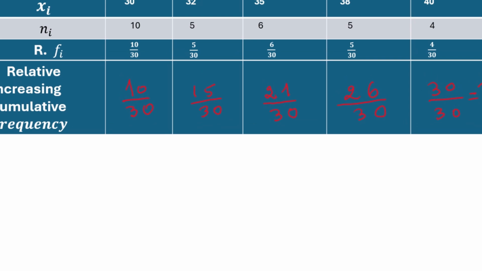Relative increasing cumulative frequency. So we have to add them. 10 over 30, okay, 10 over 30 plus 5 over 30 is 15 over 30, 15 over 30 plus 6 over 30 is 21, 21 plus 5 is 26, 26 plus 4 is 30 over 30 equals 1. This is the relative increasing cumulative frequency.